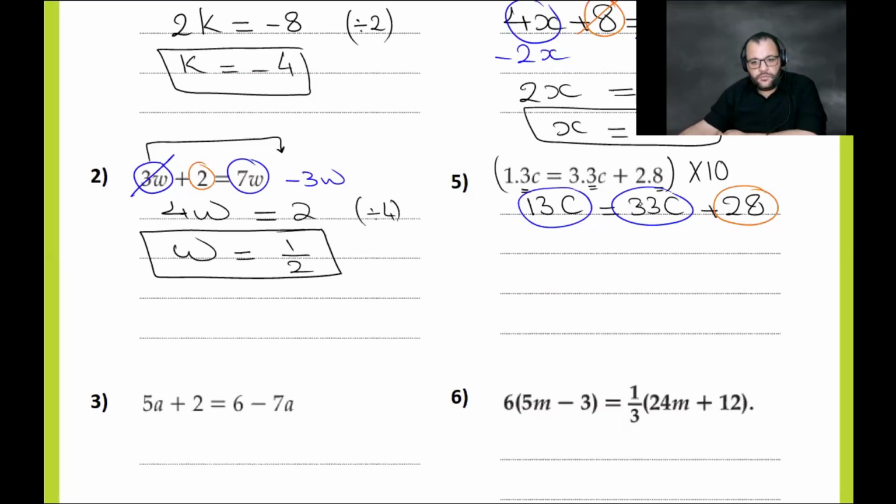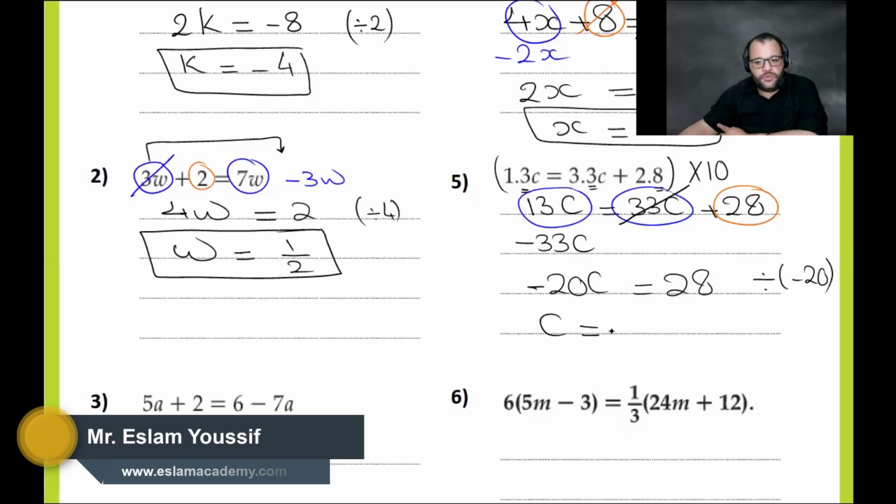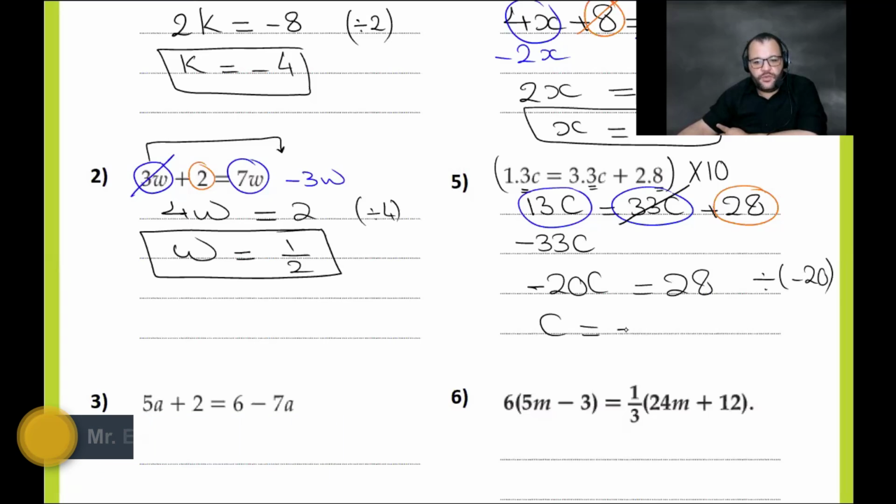So now we need to solve this one. You need to move 33C to the left side by subtracting 33C, so it will be negative 20C equals 28. Now divide by negative 20. So C is equal to positive divided by negative, equals negative 28 divided by 20. What is the answer for this one?